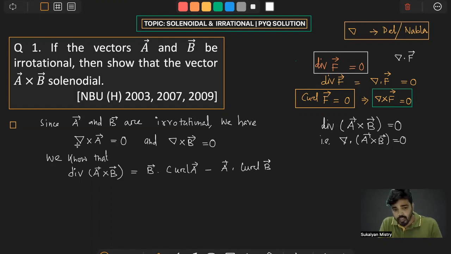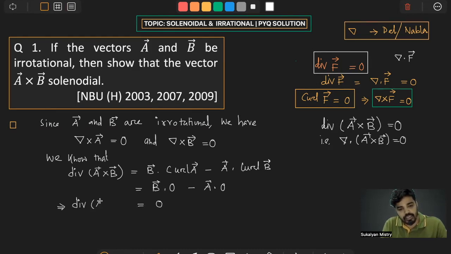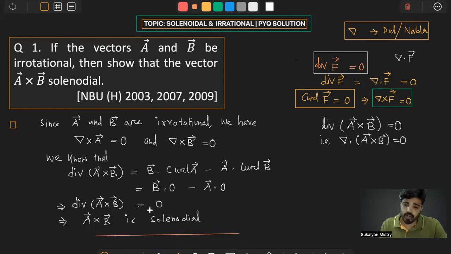Here it is given that curl A is 0 and curl B is 0. So that equals B dot 0 minus A dot 0, that means 0 minus 0, so that is 0. So ultimately we get divergence of A cross B is equal to 0. Hence, this implies A cross B is solenoidal. So we have shown that the divergence of A cross B is 0, and we conclude that A cross B is solenoidal.